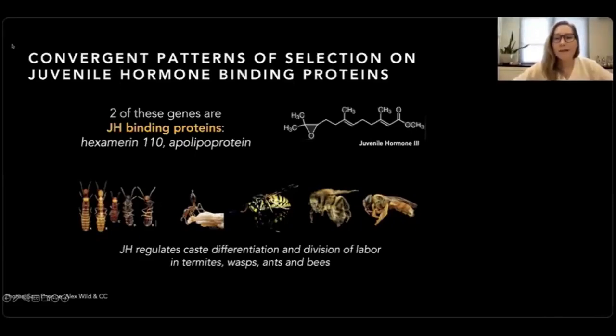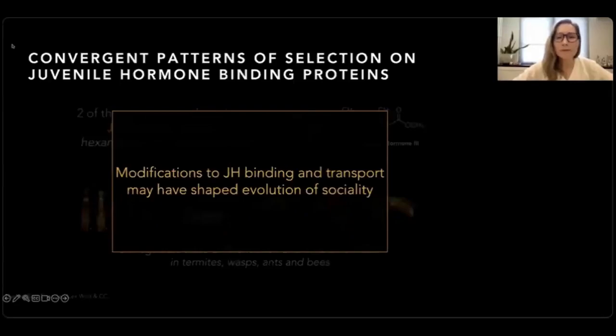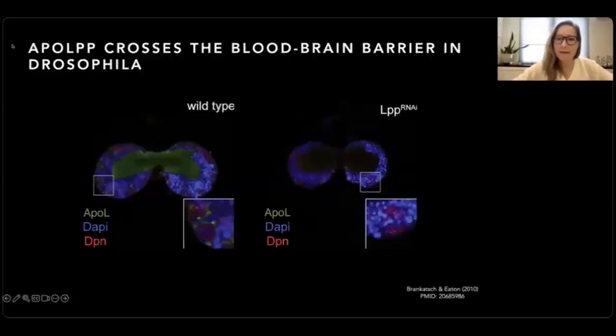And so although we understand that levels of juvenile hormone vary across many castes in many of these species, we know very little about the mechanisms that have been targeted by selection to change and modulate these hormone levels across these different behavioral forms. And our results are providing some new insights into how modifications to juvenile hormone binding and transport may have shaped the evolution of eusociality within the SWEPBs.